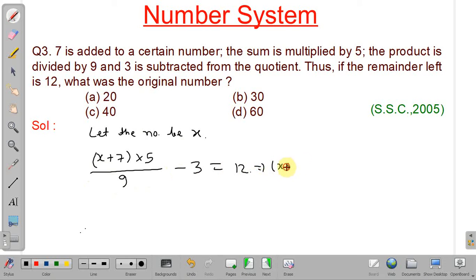So, x plus 7 divided by 9, sorry, into 5 is also there, into 5 equal to 12 plus 3, that is 15. Okay, so it will cancel, it will be 3. So x plus 7 will be equal to how much? 27. Therefore x will be equal to 27 minus 7, that is 20. So our answer will be 20. Okay.